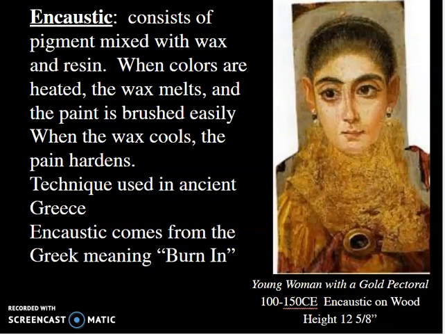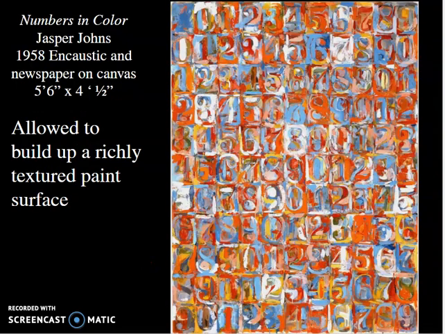So encaustic actually means that you're mixing the pigment with wax and you're heating it up. And so when the wax cools, the paint kind of hardens. And encaustic actually means to burn in. So here we're seeing an ancient example. And in the next slide, we see a contemporary example. This artist is Jasper Johns. And you can see just how lovely and rich the texture is.